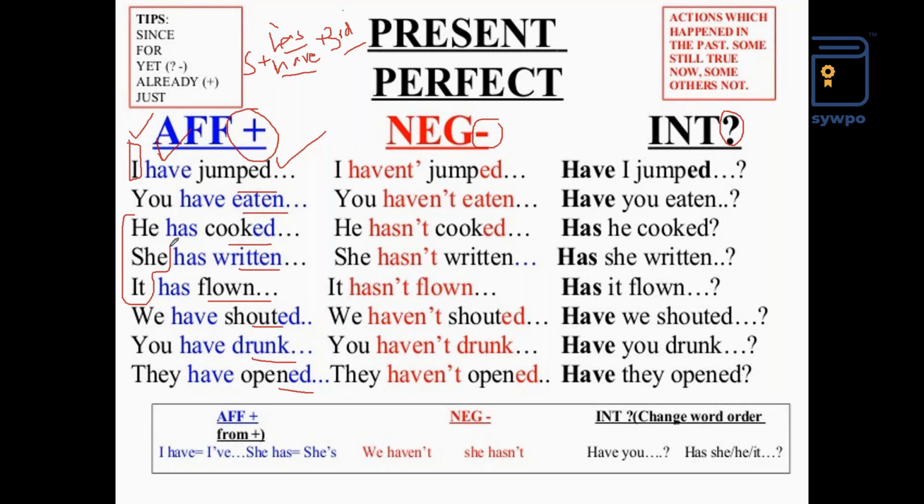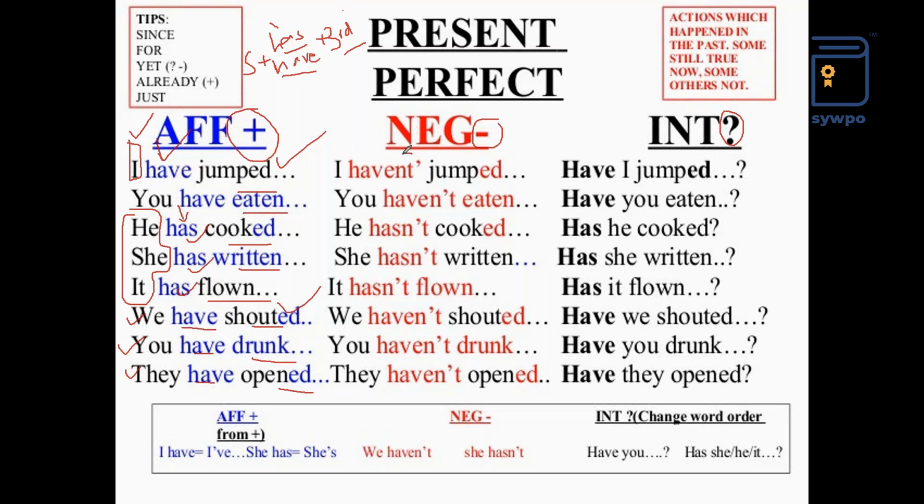Now look at these ones. He, she, it. You have has after them, and then third form of the verb. So he has cooked, she has written, it has flown. Here, because these are third person singular subjects, we use has. Okay, but for the subject I, you, we and they, we use have all the way. We have shouted, you have drunk, they have opened. This is how we write present perfect tense in positive.